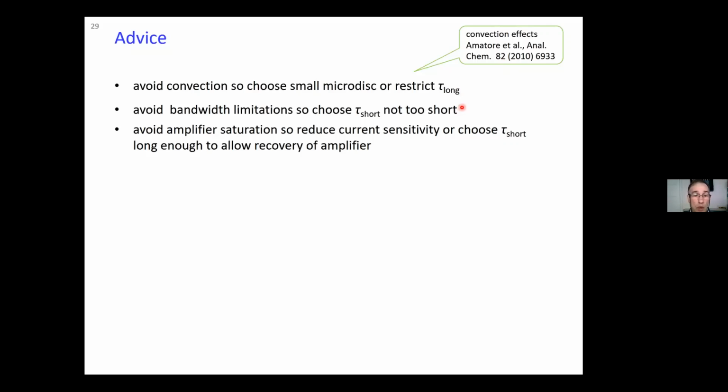You must make sure also that there isn't any bandwidth limitation, so make sure your shortest sampling time isn't too short. And of course, you must make sure that the instrumentation is capable of operating at short times. And in particular, what you need to do is to select a current sensitivity which is not too sensitive, because you really want to avoid saturating the current amplifier at very, very short times, because the current amplifier takes quite a long time to recover after saturation. So this current sensitivity shouldn't be too high.